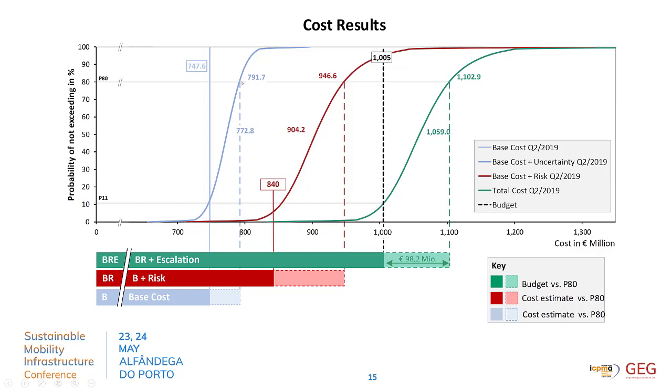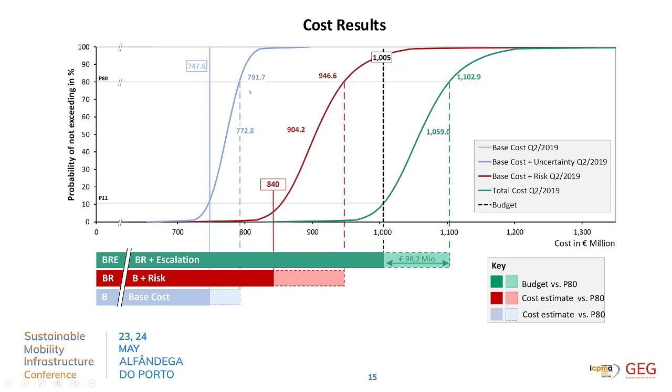Then we have that blue curve that depicts the uncertainty in our base cost. There's no risk considered, it's just the base cost, uncertainties for quantities and unit prices. And we have the first information here, so we can say there's an 80% probability that 791 million euros will not be exceeded. And you see, this is exactly the coverage. We cover 80% of the scenarios in the blue curve by taking, for example, 791 million euros as our base cost budget.